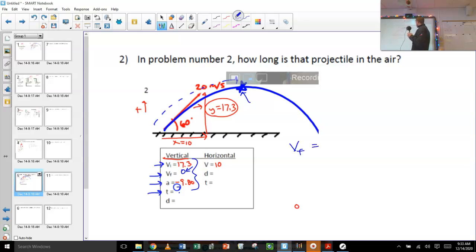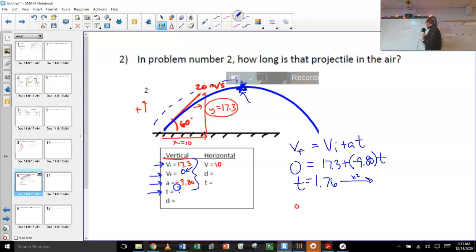Vf equals Vi plus at. 0, initial velocity 17.3, the acceleration negative 9.8, time. So when I take 17.3 divided by 9.8, I end up with, no, I get 1.76. So then I have to multiply this by 2. So 3.53 seconds.